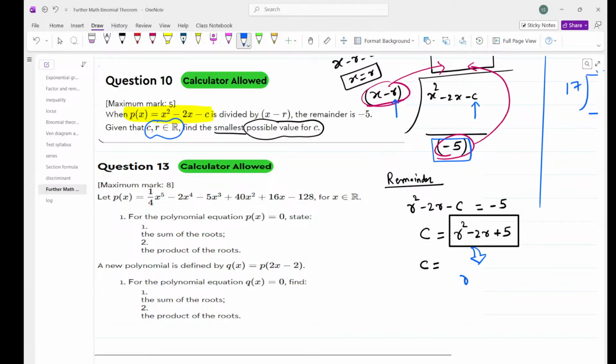So yes, we can write it. It should be r minus 1 whole square, and then minus 1 square and then plus 5 once again. Are you aware of how to write in the completing the square method?